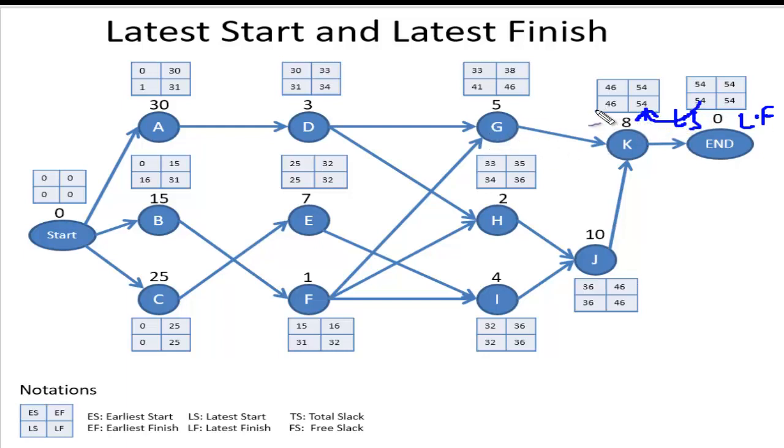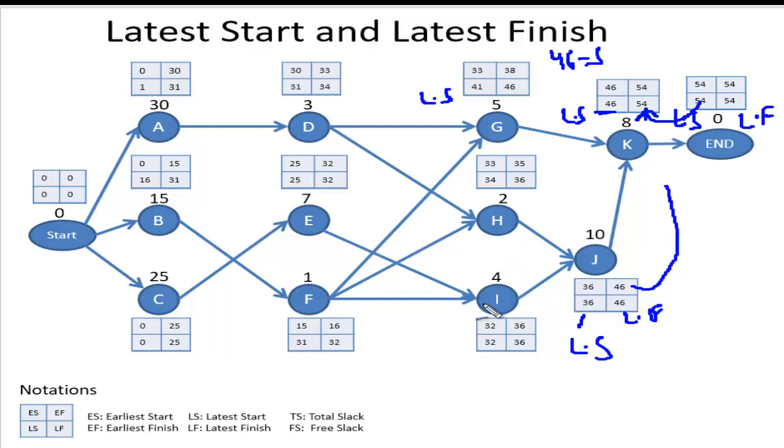This is also a single choice. What will be the latest start time for this? The latest start time will be 54 minus 8, that is 46. So this latest start time will become the latest finish time of node G. Now look here, this is 46. And what will be the latest start time? It will be 46 minus 5, that is 41. Same as this one, its latest finish time will be the same as the latest start time, that is 46. And its latest start time is 46 minus 10, that is 36.